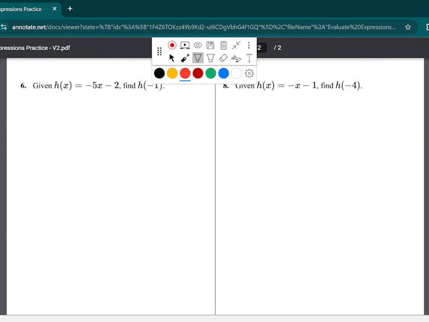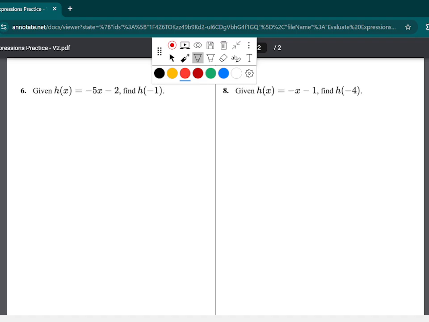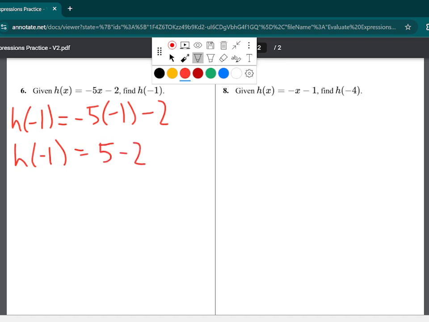So now we have h of something, which functions the same way. h of x equals negative 5x minus 2, and we're looking for h of negative 1. So everywhere we see an x, we're going to plug in a negative 1 instead. So h of negative 1, negative 5 times negative 1 is positive 5, minus 2 is 3.